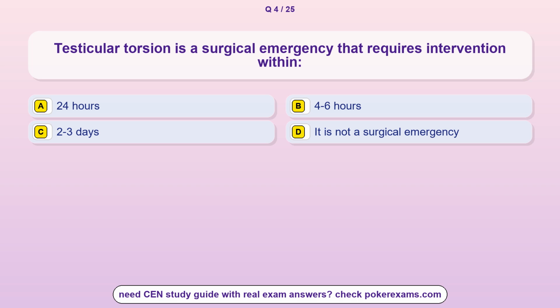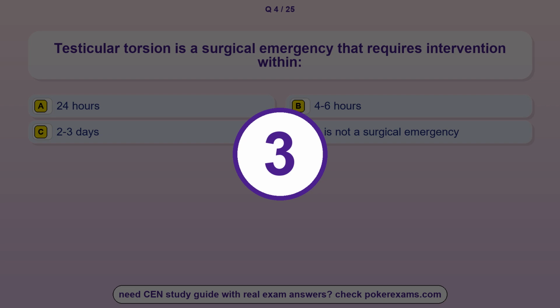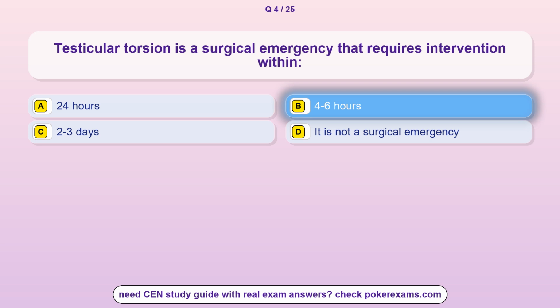Question 4. Testicular torsion is a surgical emergency that requires intervention within. Option A. 24 hours. Option B. 4-6 hours. Option C. 2-3 days. Option D. It is not a surgical emergency. The correct answer is option B.